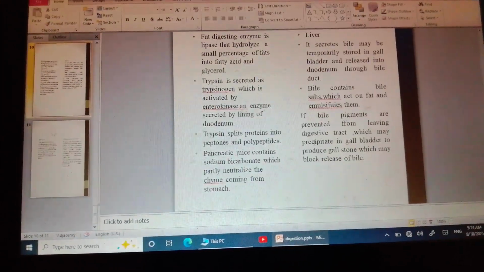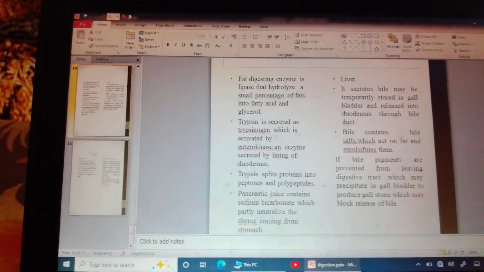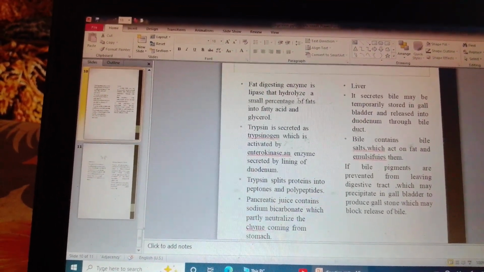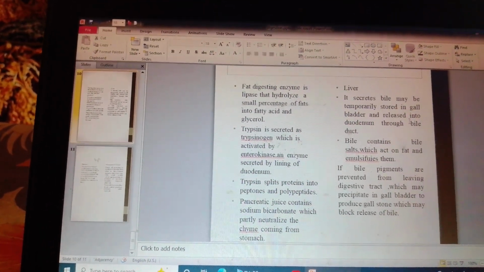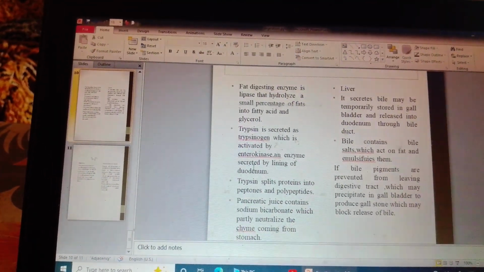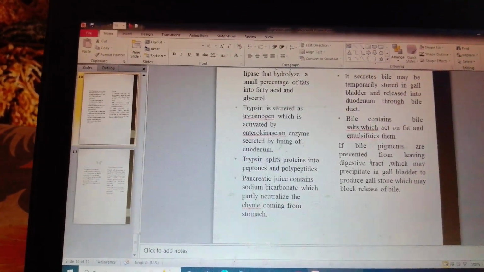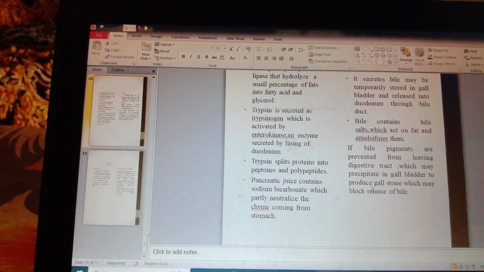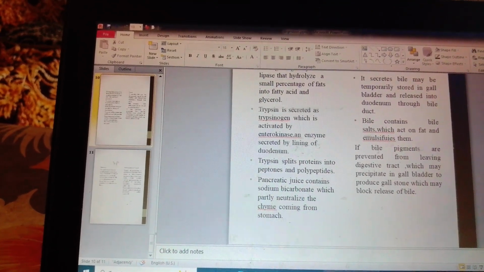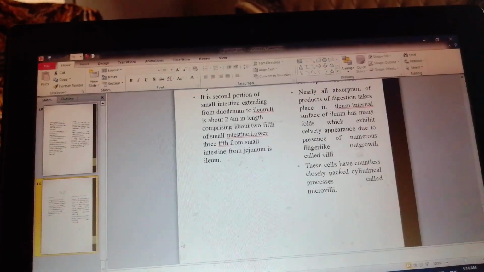Pancreatic juice contains sodium bicarbonate, which neutralizes the chyme. Another gland associated with the stomach and intestines is the liver, which secretes bile, which is stored in the gallbladder. Bile contains bile salts and bile pigments. When the bile pigments cannot enter the digestive tract, they precipitate in the gallbladder, and the bile salts accumulate and the bile cannot be released. So the condition of bile stones is produced.